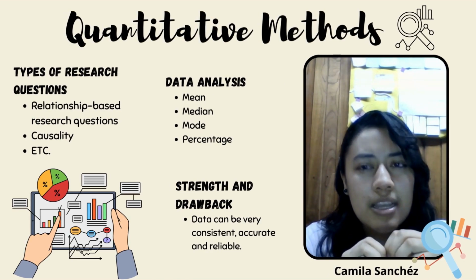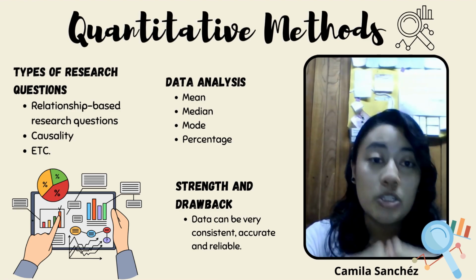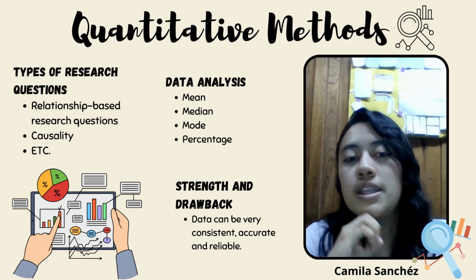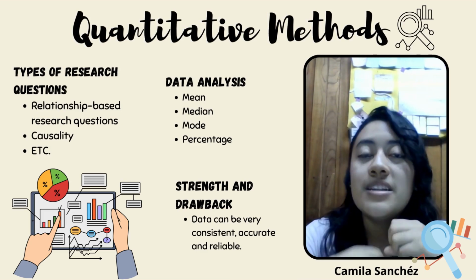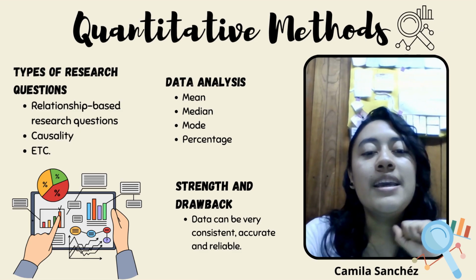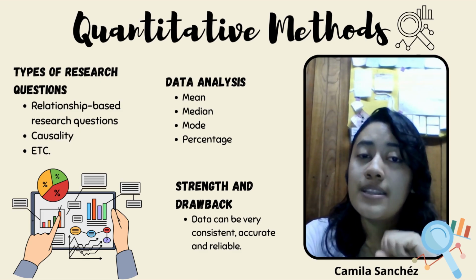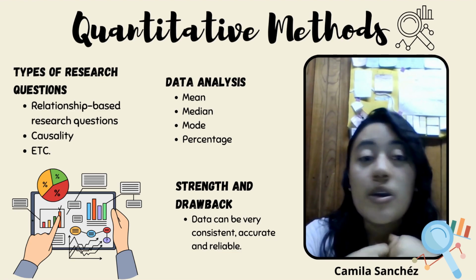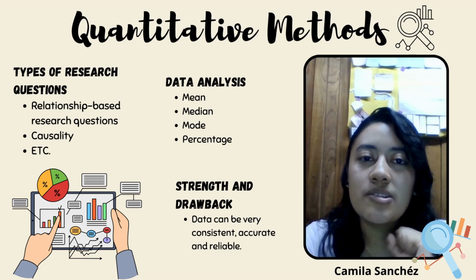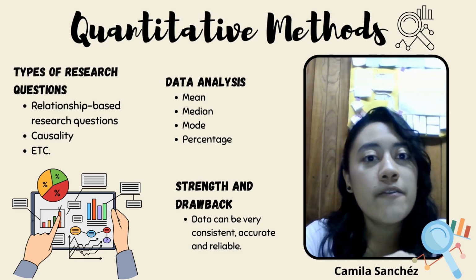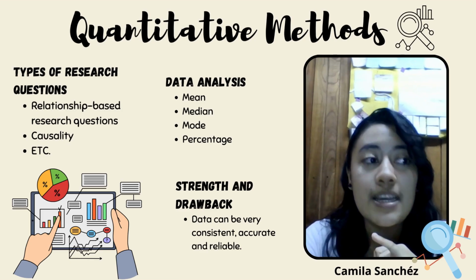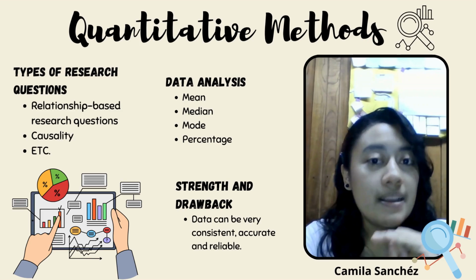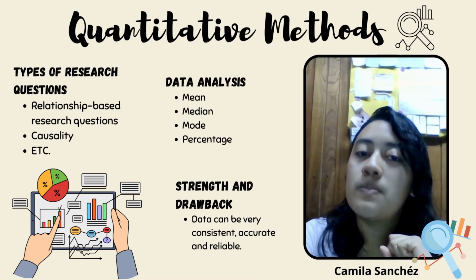We need to understand that it is necessary to have a good question because it gives us the guidelines to solidly justify the research. Furthermore, it is the core of research. In the data analysis part, we can find measures such as mean, median, mode, percentage, frequency, and range. Now, the last part is trends and drawbacks. We can find data can be very consistent, accurate, and reliable. The second one, the data may not be strong enough to explain complex issues.